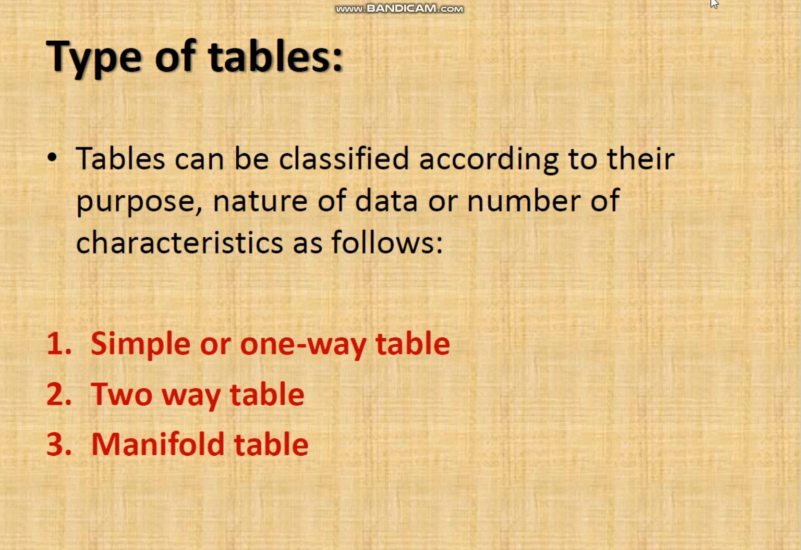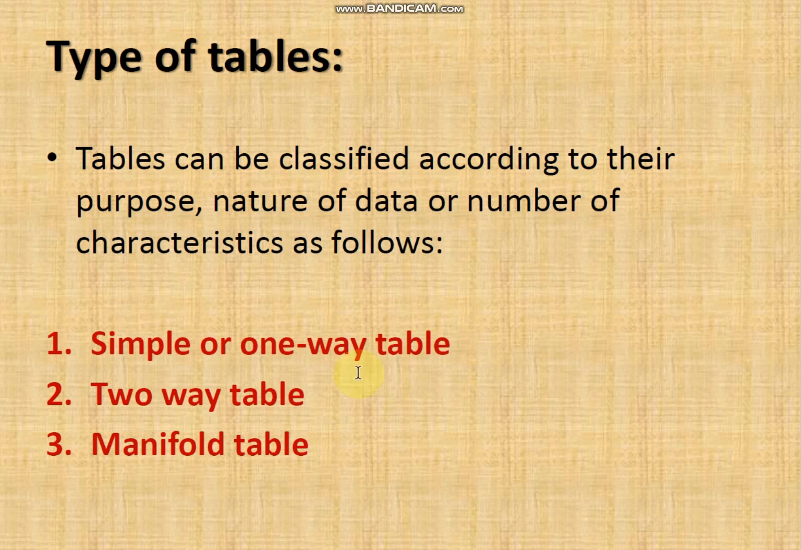Hello students. Now let us look at the types of tables. Tables can be classified according to their purpose, nature or number of characteristics as follows. Depending upon the purpose for which you are constructing the table, the nature of the data or the number of characteristics, that is the variables or attributes present in the data, the table can be classified into three categories.